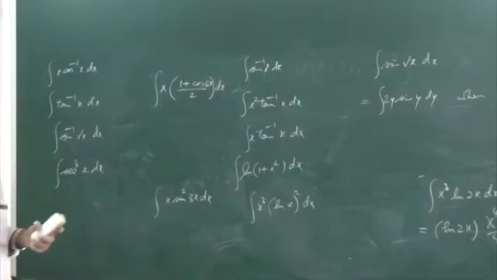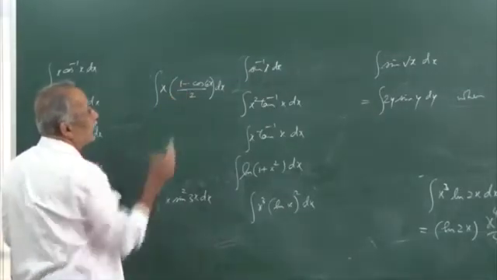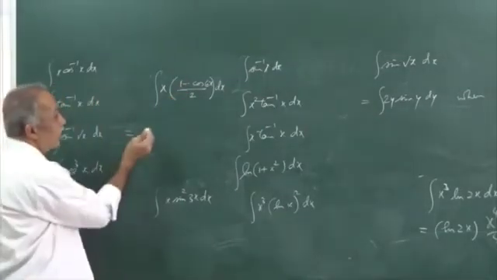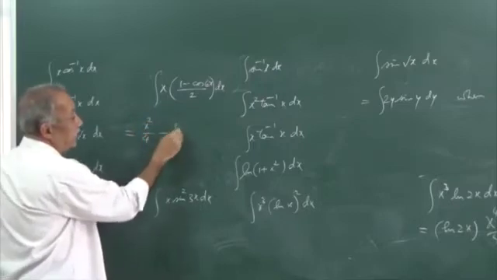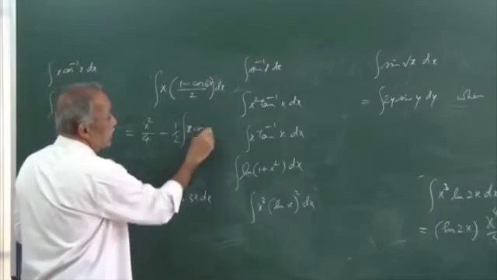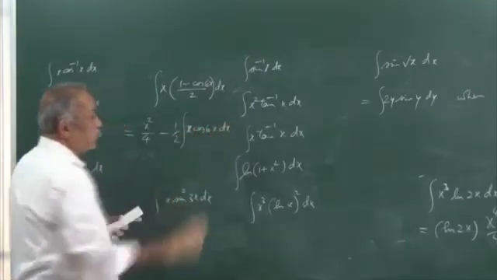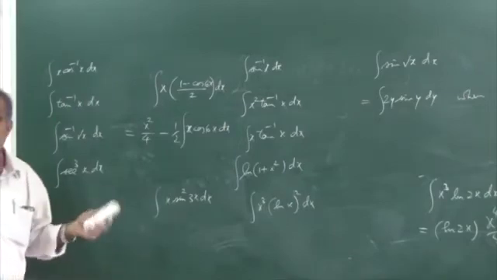Is this formula correct? 1 plus cos 6x, should it be 1 minus? 1 minus. Integral x by 2 is x square by 4, and the next part, integration of x cos 6x with respect to x, will be obtained by the method of integration by parts, taking x as first function, cos 6x as second function.